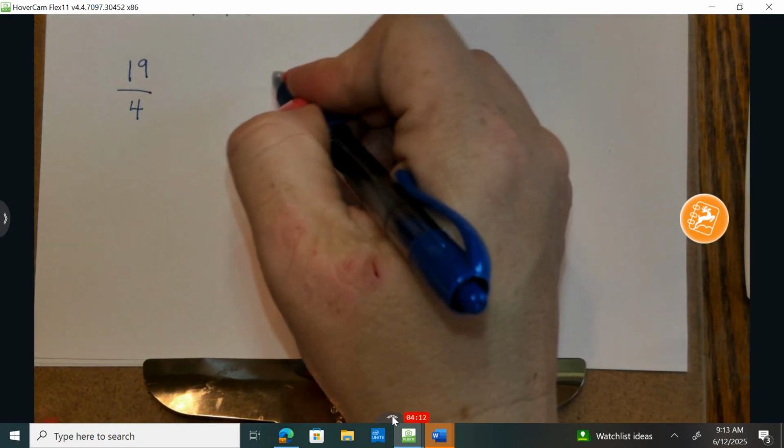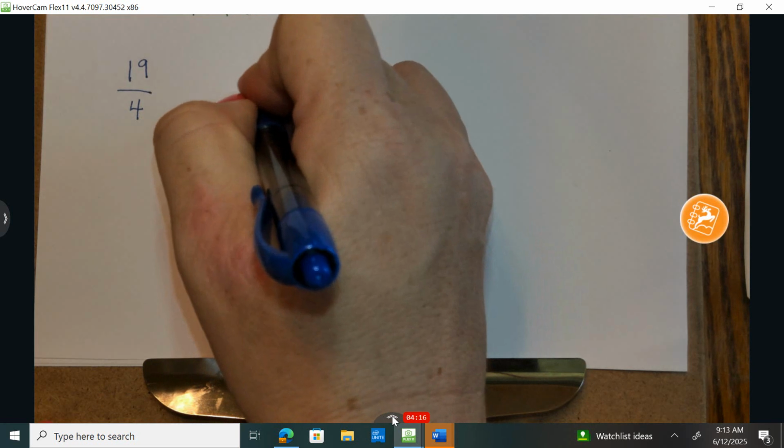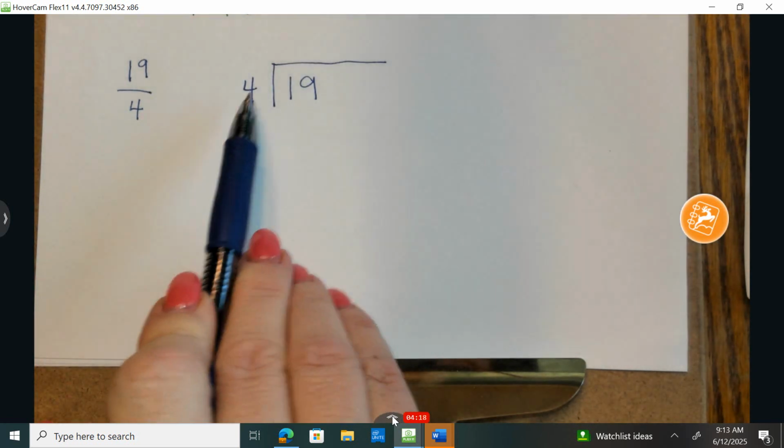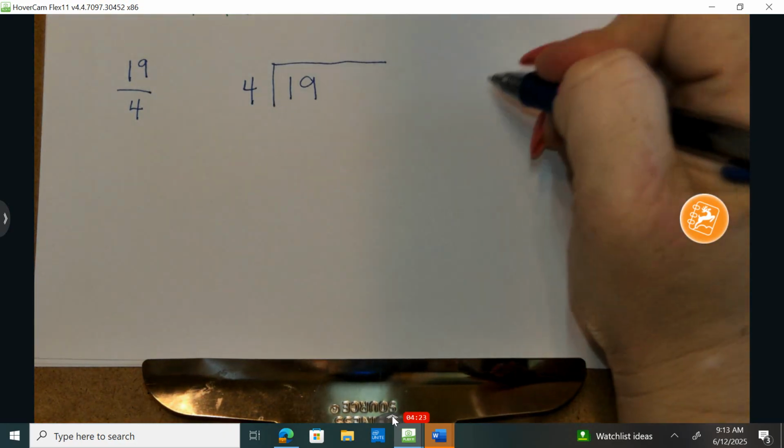Okay, so I'm going to demonstrate now. The 19 goes on the inside. The 4 goes on the outside. 4 does not fit into 1, but 4 can fit into 19. Let's check how many times without going over.